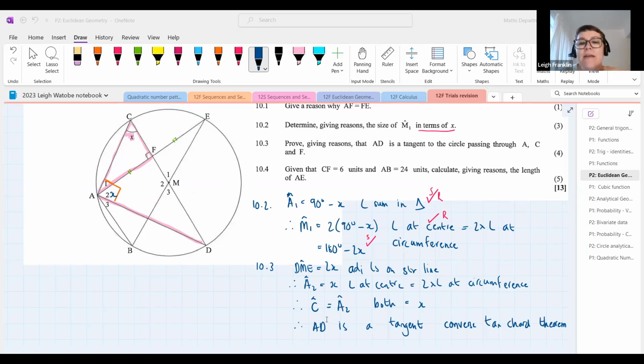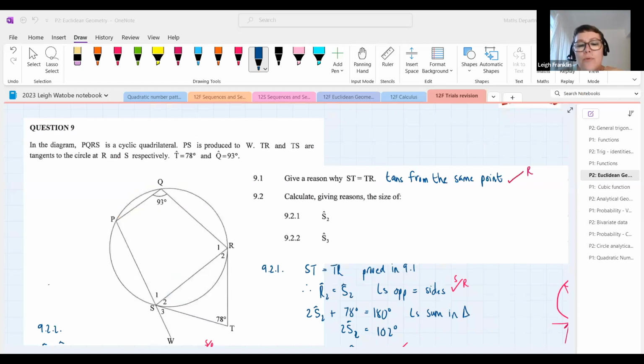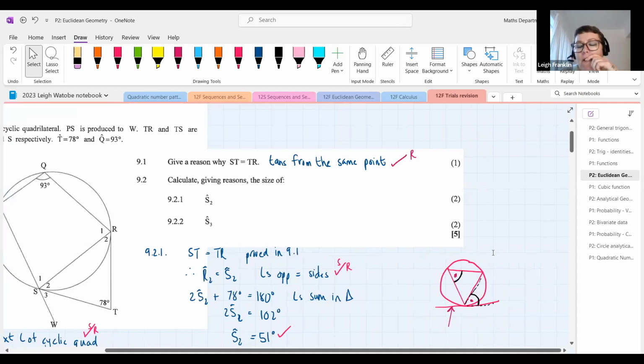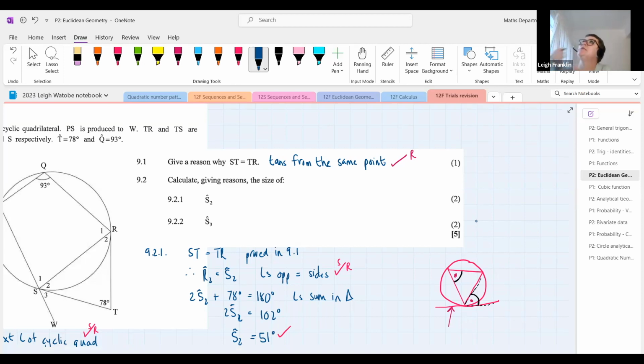You see, the thing is that when you are proving the converse of the tan chord theorem, just think about this. If that line is a 90-degree, the line is a radius. You see, we're not allowed to do any constructions.